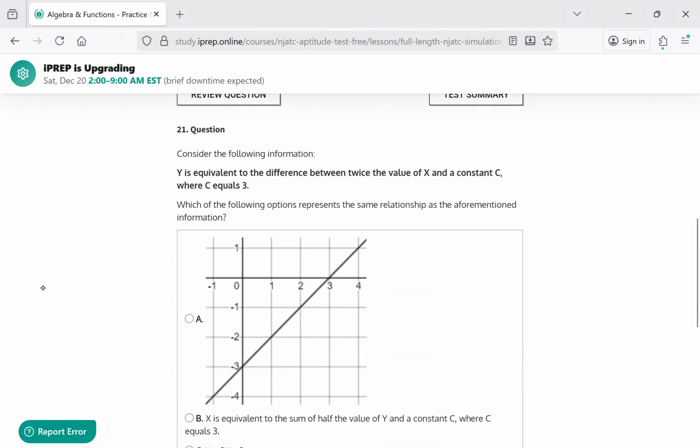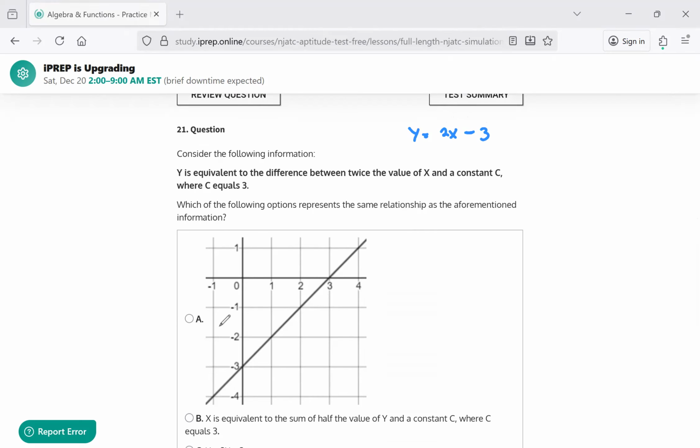Let's see, 21. Y is equivalent to the difference between twice the value of x and a constant c where c equals 3. Oh, they give you an exact equation. Y is equal to the difference between twice the value of x and a constant, so the minus 3. So that's our equation, y equals 2x minus 3. So which one is that?